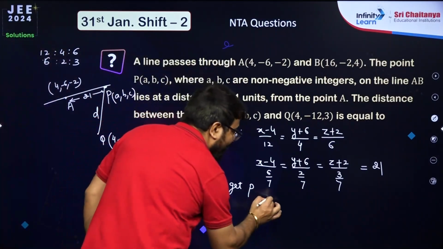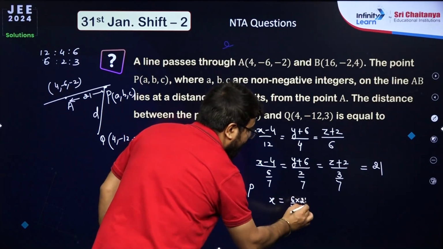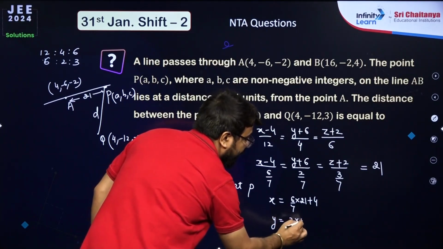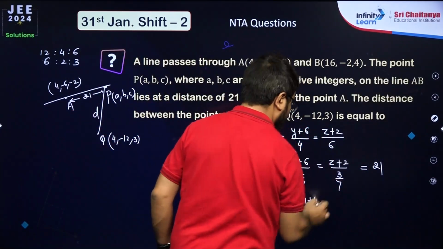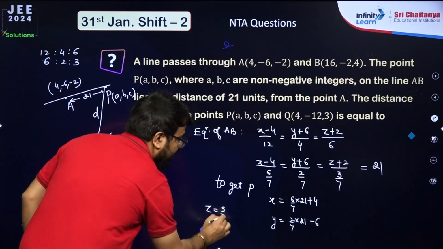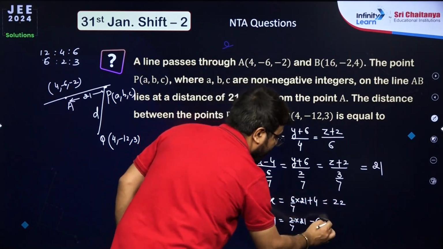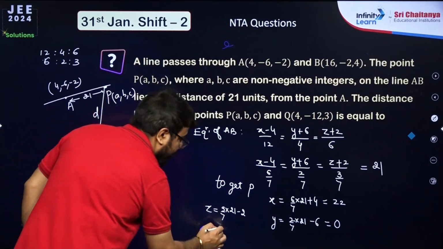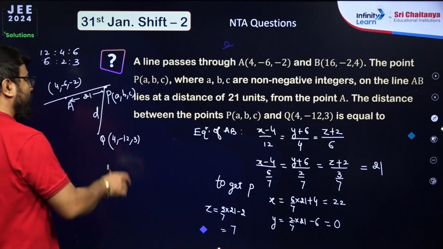This is quite an easy way to directly get the coordinates of the point P. The value of x will be 6 upon 7 into 21 plus 4. Y will be 2 upon 7 into 21 minus 6, not plus 6, it should be minus 6. And z would be 3 upon 7 into 21 minus 2. So 18 plus 4 gives 22, 6 minus 6 gives 0, and 9 minus 2 gives 7. So I got the coordinates of the point P: 22, 0, 7.